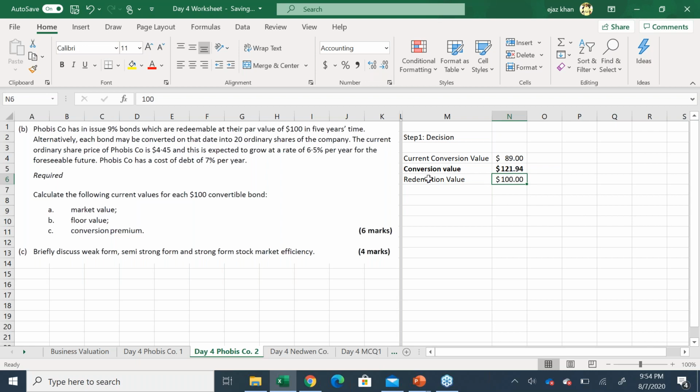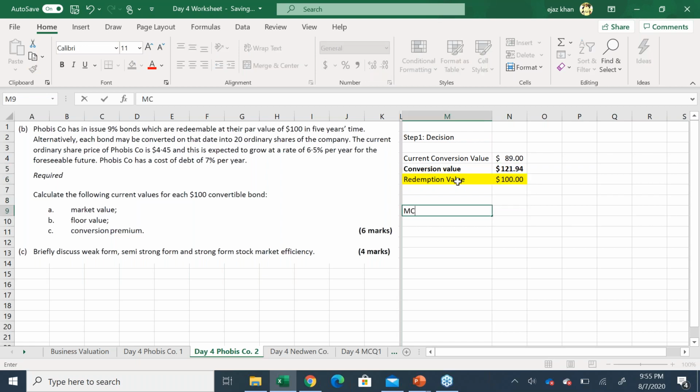Will you convert? Yes, you will convert. So no more the redemption value. The redemption value is no more applicable now. Now what will happen? The investor is going to get $121.94 at the end of 5 years, and for 5 years it is going to get the interest, right?